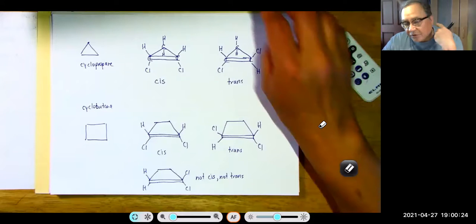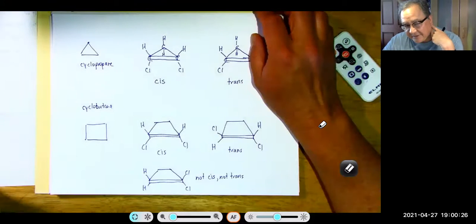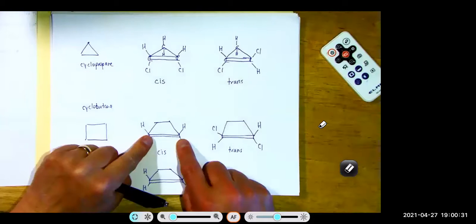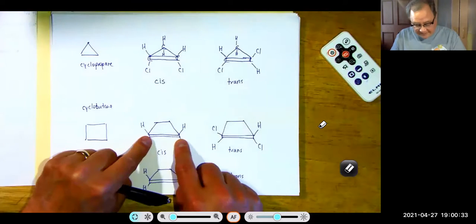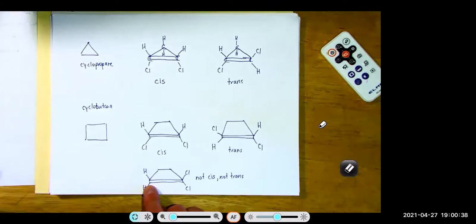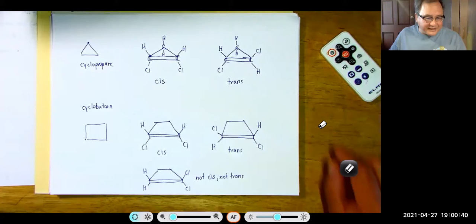Remember the rules for cis and trans for alkenes? Yeah, the hydrogens have to be bonded to different carbons, right? Are these hydrogens on different carbons? No, they're on the same one. So it's not cis and it's not trans.